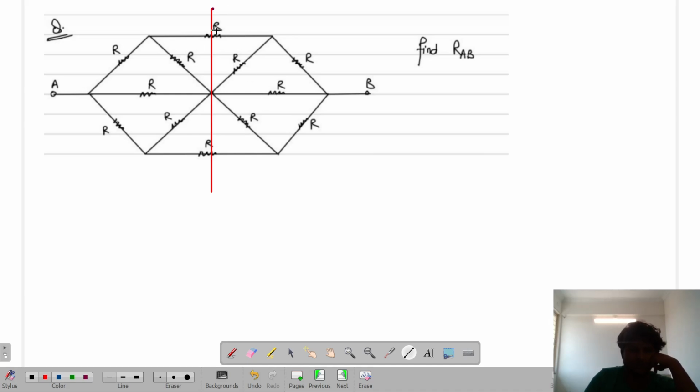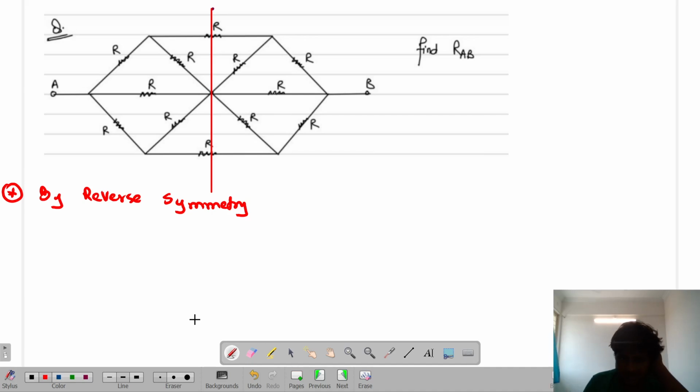First, I'm solving by reverse symmetry to help you understand. Then I'll make you understand with folding symmetry. Both methods are almost identical. So now look over here. This is R, this is R.